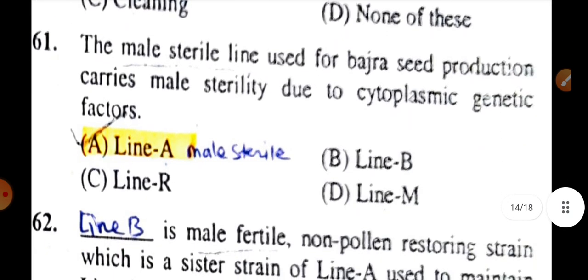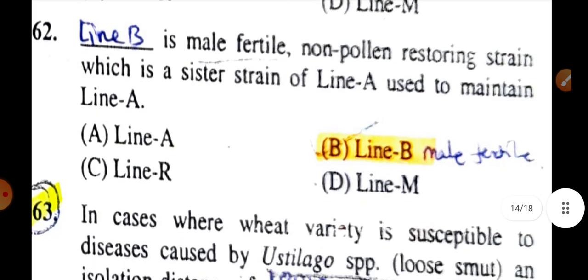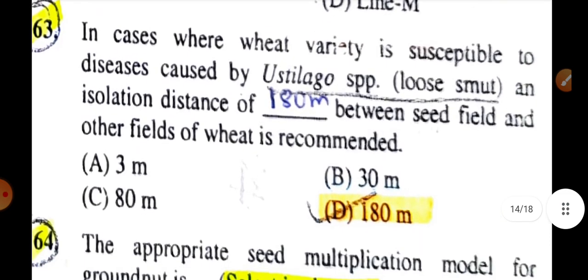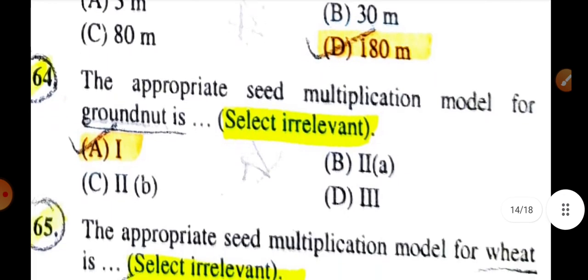The male sterile line used for bajra seed production carries male sterility due to a cytoplasmic genetic factor. Line A is a male sterile line. Line B is a male fertile, non-pollen restoring strain, which is the sister strain of line A. The line used to maintain line A is line B, the male fertile line. In the case where a wheat variety is susceptible to a disease caused by Ustilago, loose smut of wheat, an isolation distance of 180 meters between the seed field and other fields of wheat is recommended.